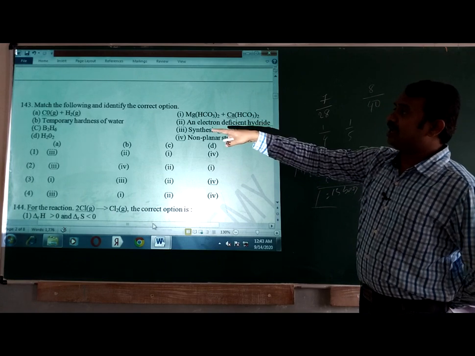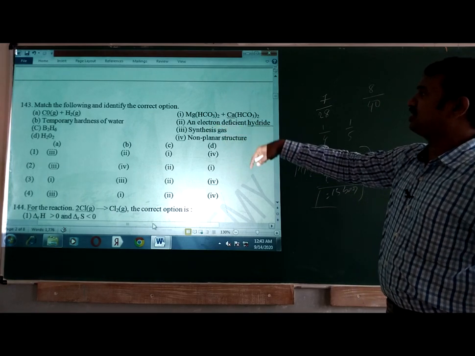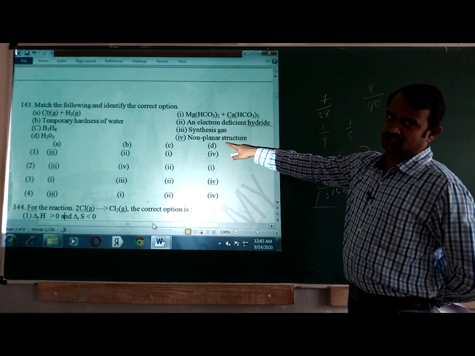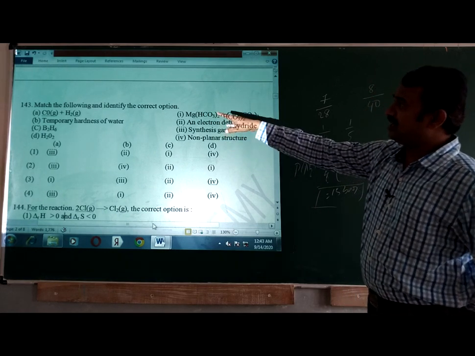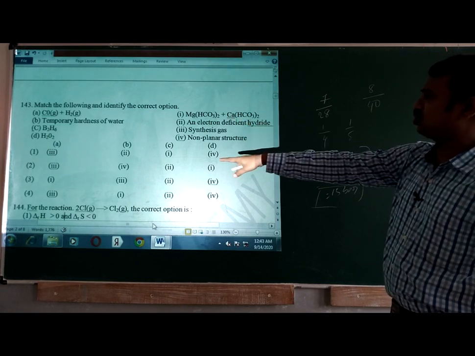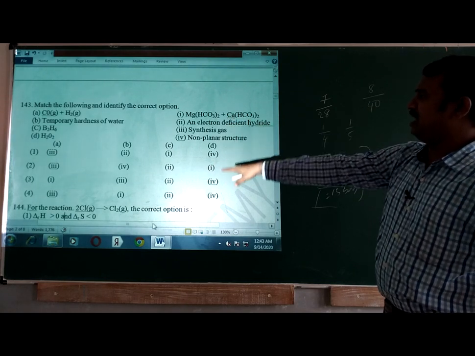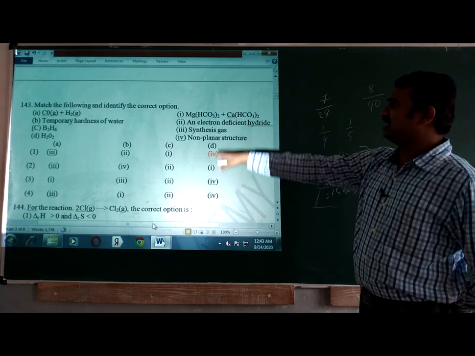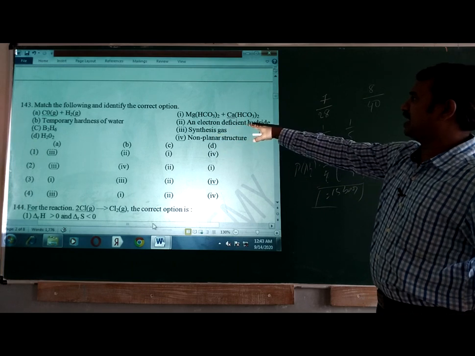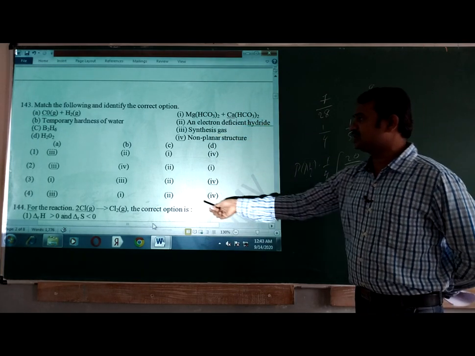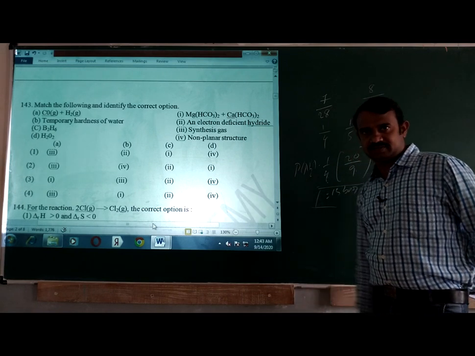Okay. Next one, H2O2, hydrogen peroxide is a non-planar structure. Okay. Answer: carbon monoxide is a synthesis gas, so A is 3 and B is 1. Temporary hardness is 1, and C is diborane, an electron deficient hydride, and hydrogen peroxide is non-planar. Option 4 is the correct answer.